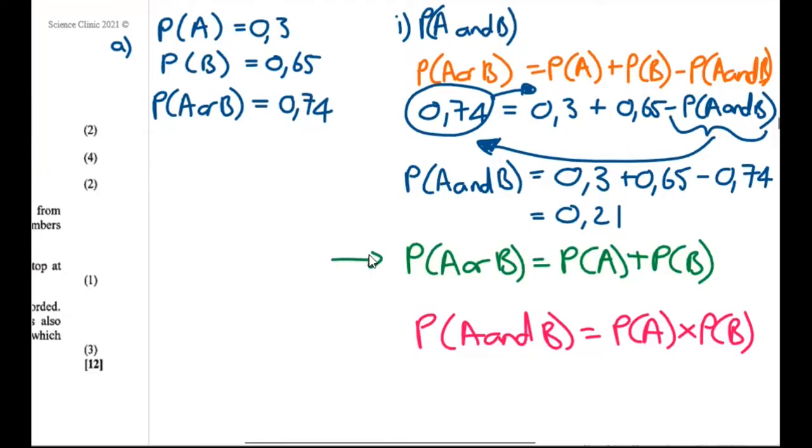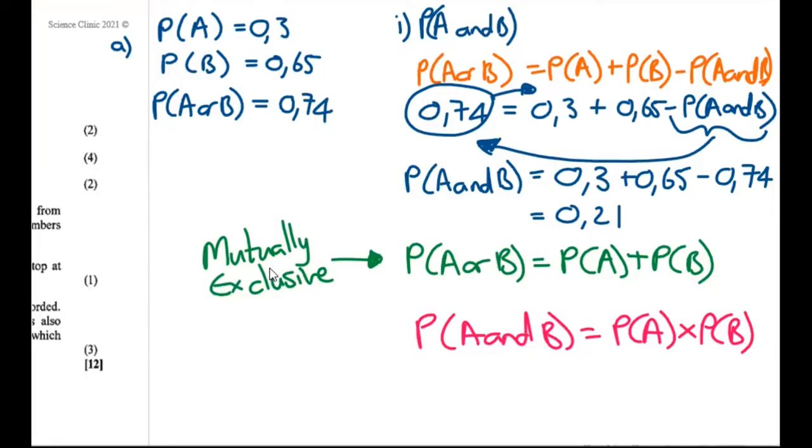Okay, this green one is only valid when they are mutually exclusive. Now remember, we don't know what these events are. They haven't told us a story. We don't know what's happening in A. We don't know what's happening in B.